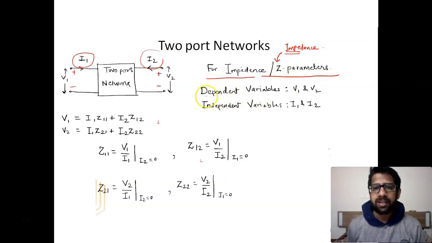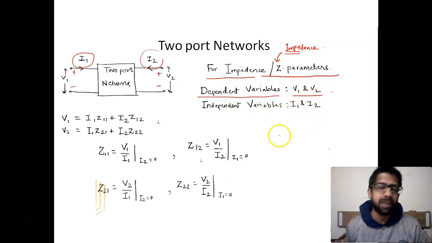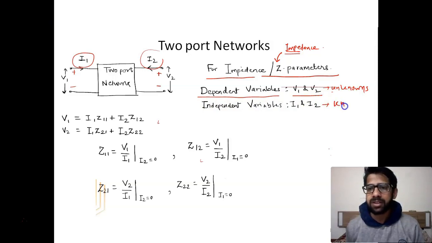The dependent variables are taken as V1 and V2. Dependent means these will be dependent upon some other known values. So V1 and V2 are unknowns or dependent. Independent variables will be I1 and I2, whose values will be known or given to us.